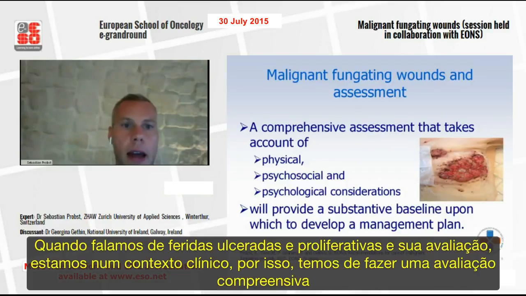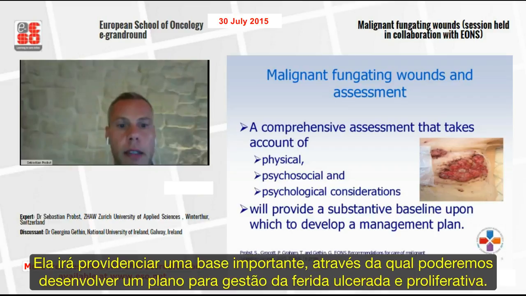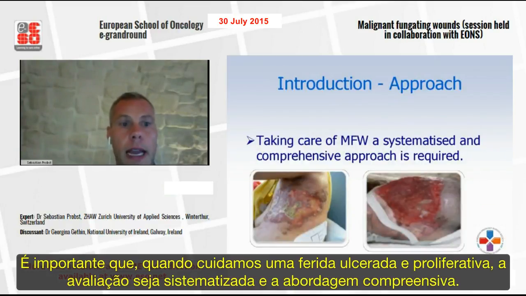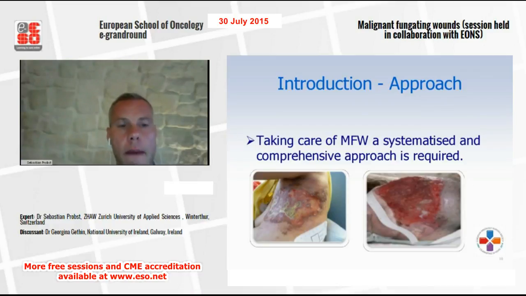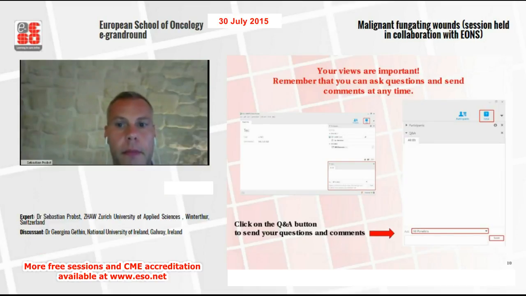When we talk about fungating wounds and assessment in the clinical setting, we have to do a comprehensive assessment that takes into account physical, psychological, and social considerations. It will provide a substantive baseline upon which to develop a management plan for fungating wounds. It's important that when you take care of a fungating wound, this assessment is systematized and is a comprehensive approach. Again, if you have any questions, please write them to Dr. Georgina Gethin.